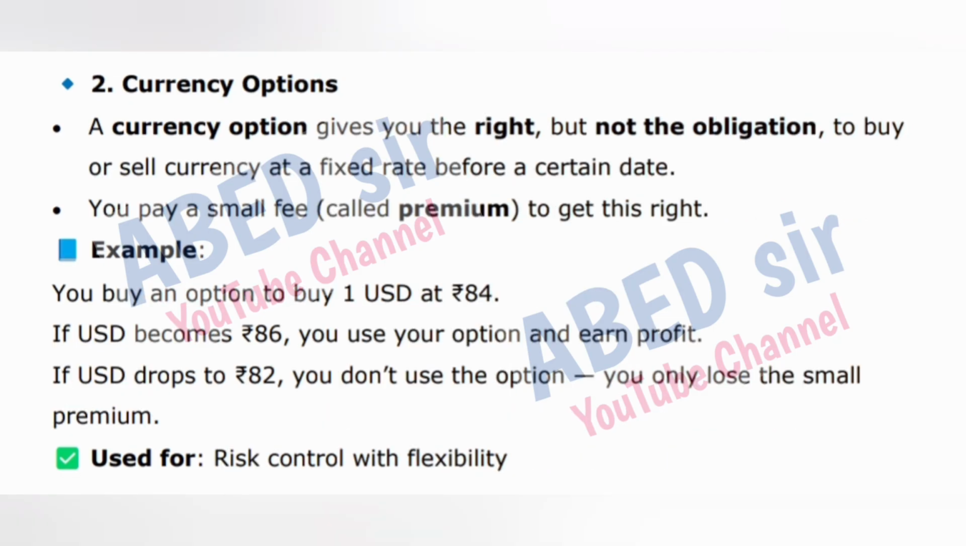2. Currency options. A currency option gives you the right, but not the obligation, to buy or sell currency at a fixed rate before a certain date. You pay a small fee, called premium, to get this right. Example. You buy an option to buy $1 at 84 rupees. If USD becomes 86 rupees, you use your option and earn profit. If USD drops to 82 rupees, you don't use the option, you only lose the small premium. Used for risk control with flexibility.